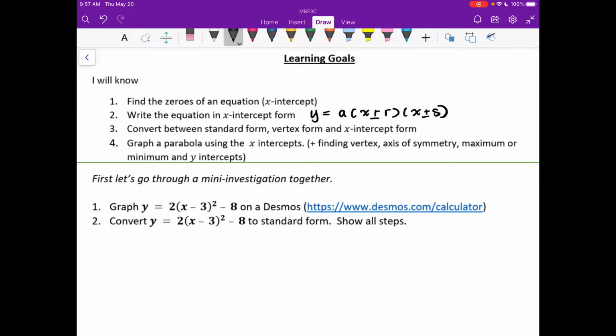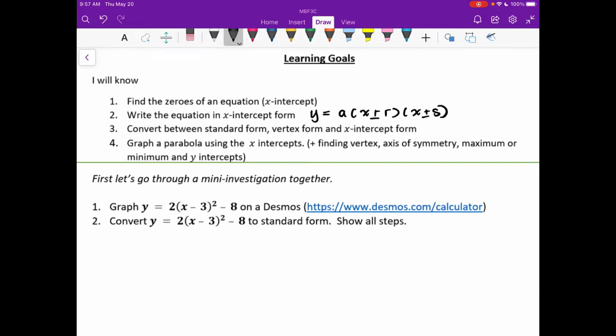And then you're going to be able to convert between the standard form, the vertex form, and the intercept form. So you'll know how to go from vertex form to standard form. You'll know how to go from standard form to x-intercept form, and you'll know how to go from x-intercept form to standard form. Okay? You'll be able to graph parabolas using the x-intercepts.